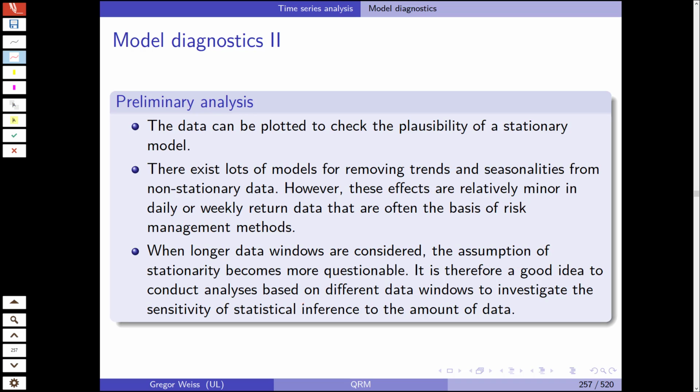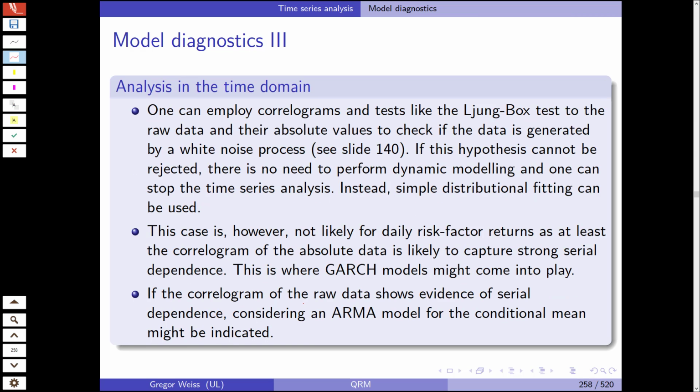So you can try your hand at removing trends and seasonalities, but most of the time with daily stock market data, this will not be enough, and you will probably not even see a trend or seasonality. Okay. When longer data windows are considered, the assumption of stationarity becomes more questionable. With daily data, it is probably the case that you will not need to remove a trend or seasonality. But again, this could be the first test and the first step. Check your data, plot it, and see if this assumption of a stationary model holds. Then you can use the analysis in the time domain.